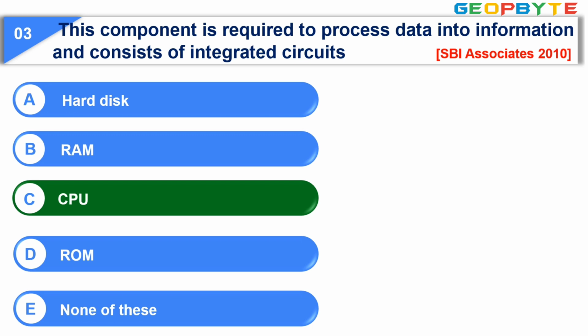And option A is hard disk. Hard disk is for storing the information. And RAM also is a storage device. ROM is also a storage device. For processing the information, we are using CPU, Central Processing Unit.